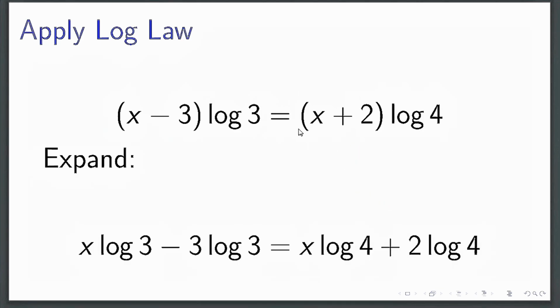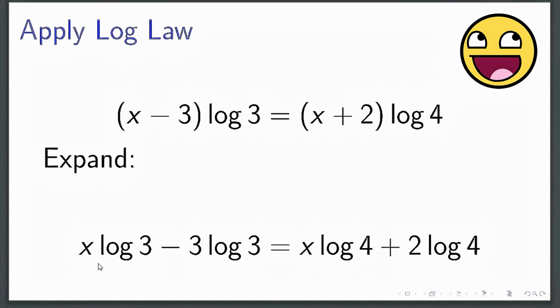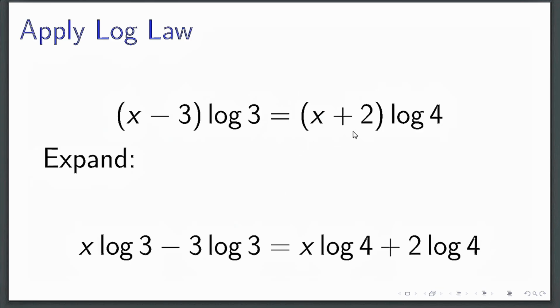Now we are going to expand this, and in order to expand this, I will multiply log of 3 with x as well as with 3. When I do that, I will get x log of 3 minus 3 times log of 3. Now I will do the same thing on the right side as well. I will multiply log of 4 with x as well as with 2. When I multiply, I will get x log of 4 plus 2 times log of 4.